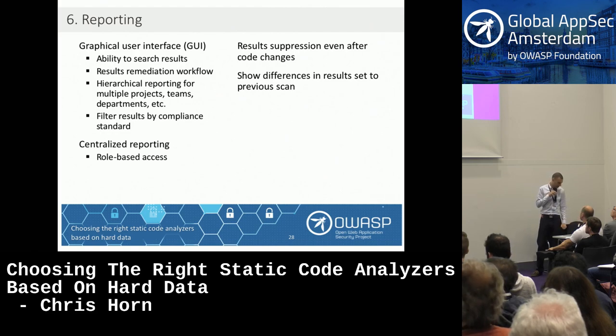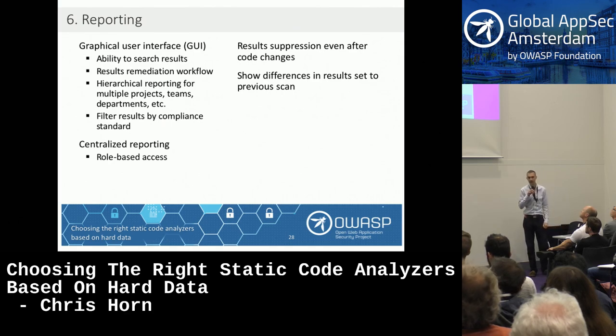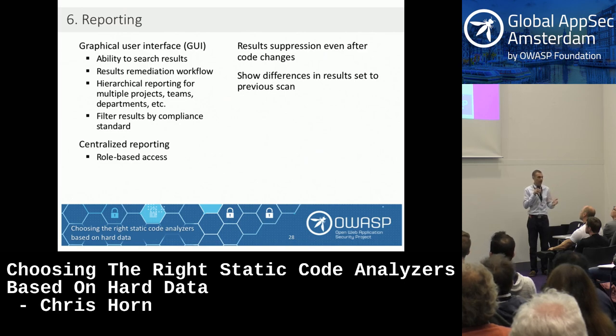Role-based access around the reporting. And then suppression. So suppression is the idea that an analyzer can find something and you're not really interested in it. You look at it and you're like, yeah, that is a thing, but I don't care about this one instance of it. So if you don't care about any instance of it, turn off that checker. That's another feature we'll see is an important one to have.